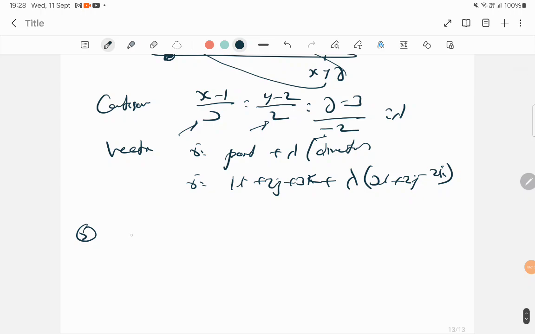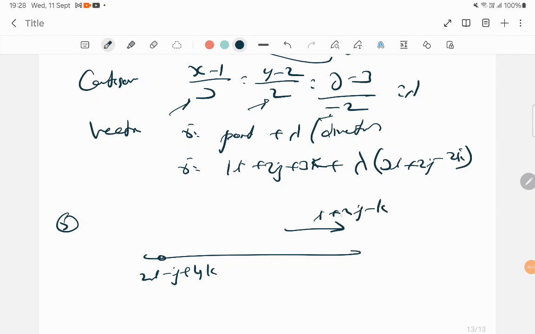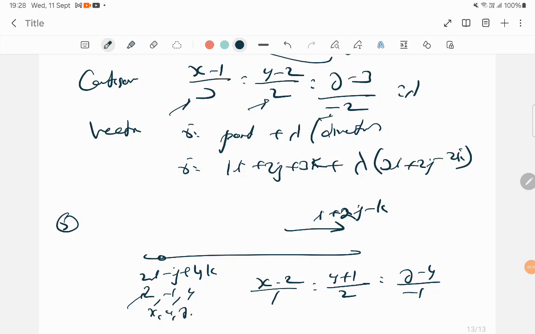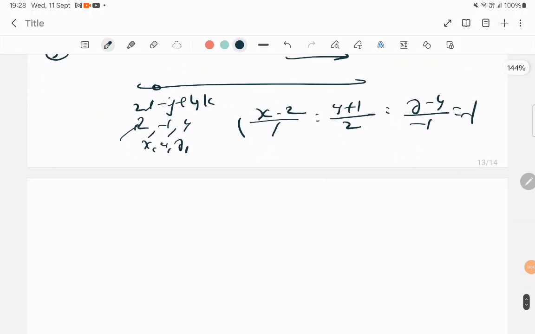Fifth question. Find the equation of the line which is passing through position vector 2i minus j plus 4k and whose direction is i plus 2j minus k. So this is nothing but (x minus 2)/1 = (y plus 1)/2 = (z minus 4)/(minus 1), because the 2, minus 1 and 4 are the point x1, y1 and z1, and this is your a, b and c. So (x minus x1)/a = (y minus y1)/b = (z minus z1)/c = lambda. So this is the Cartesian format.